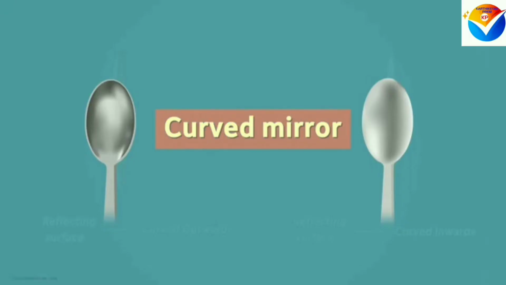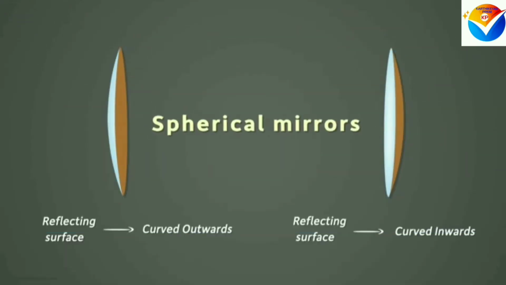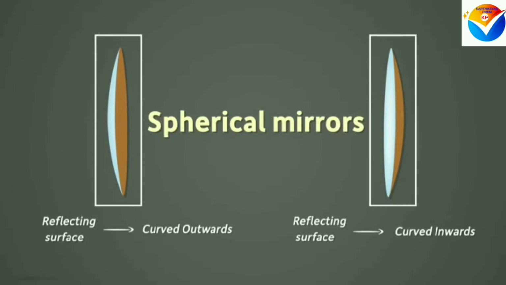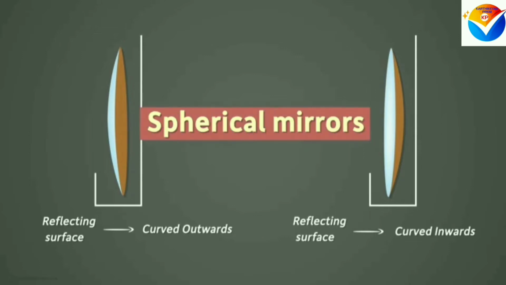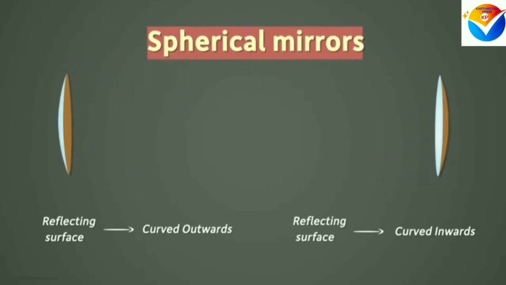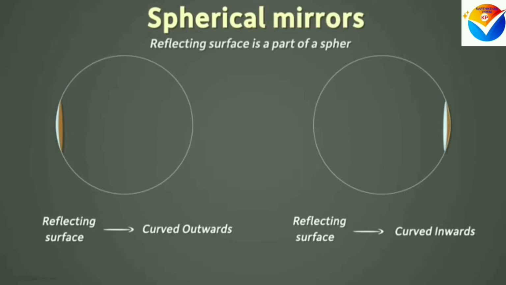Curved mirror. A spoon has two reflecting surfaces, one curved inside and another curved outside. Now the specific type of curved mirror that we are interested in is called a spherical mirror. In fact, these two mirrors are spherical. Why are they called spherical mirrors? They are called spherical mirrors because their reflecting surface is a part of a sphere. You can clearly see that the reflecting surfaces of both the mirrors form part of a sphere.